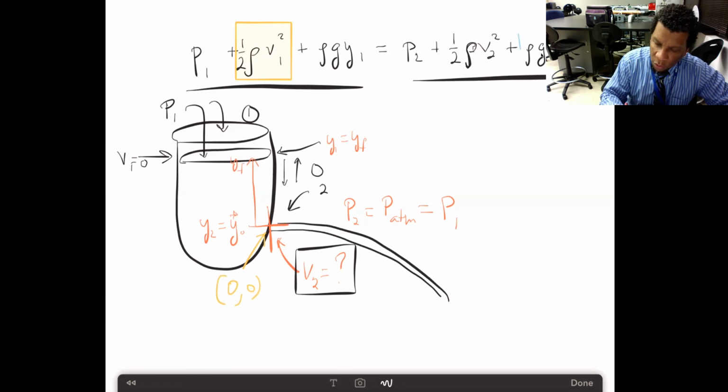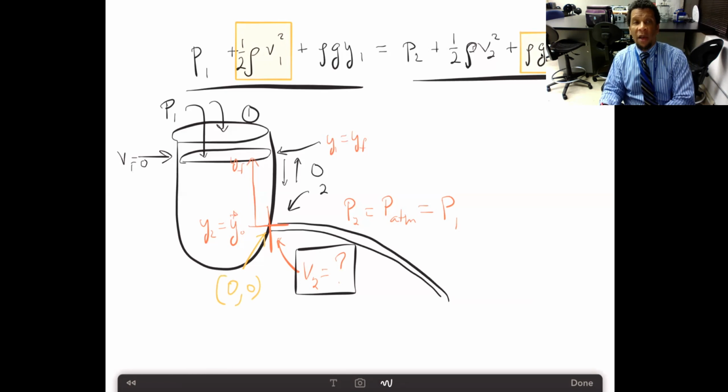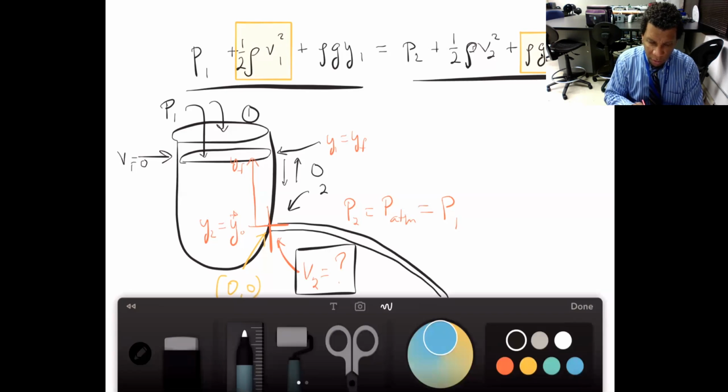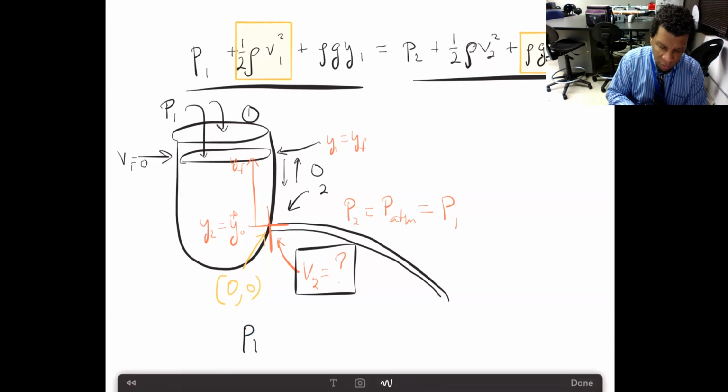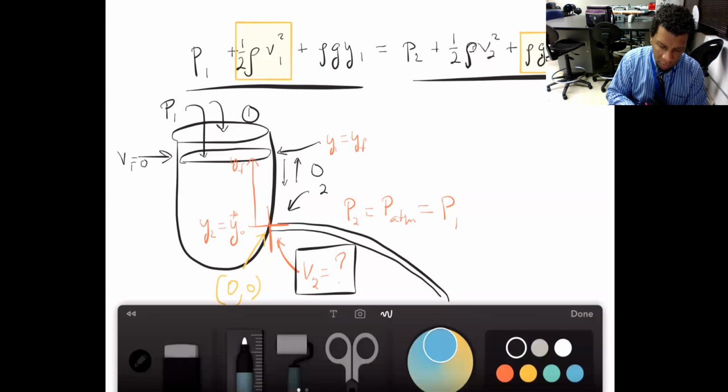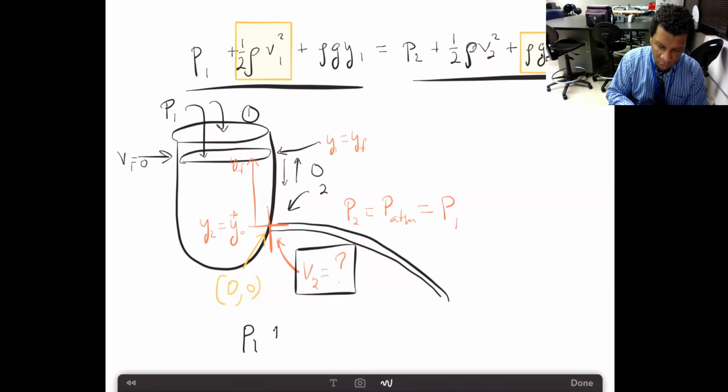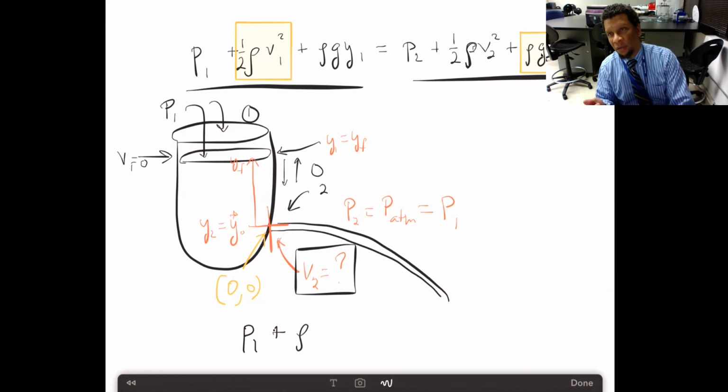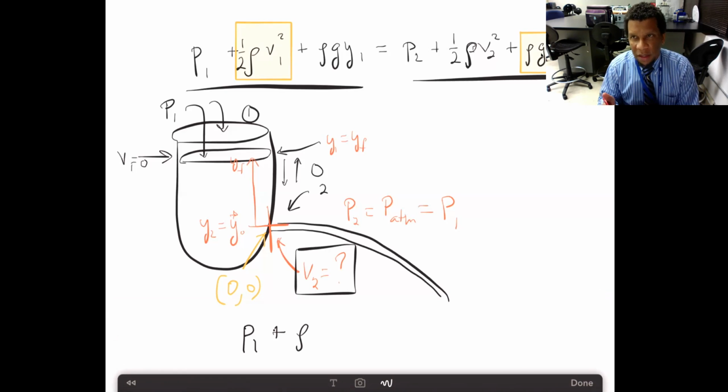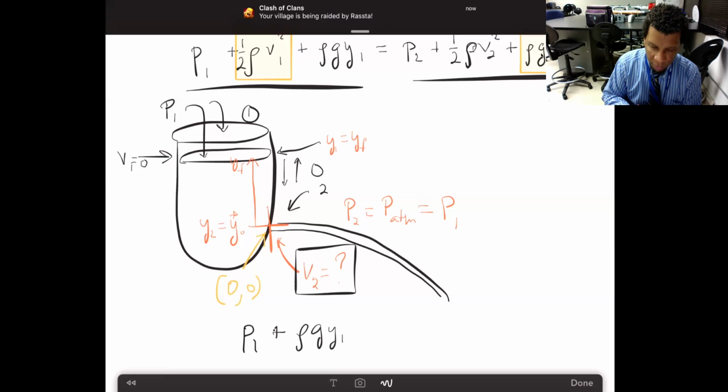Then this piece is going to go to 0. So we have a simplified equation. We're eliminating a couple of things. And let's just keep going. Let's keep right on. And let's rewrite the equation above. P1 plus rho, which is the density of the fluid. It's just the density of water. I hadn't mentioned what density is, but it's just the density of water. And then we're going to have g times y sub 1. So we know that that's there.